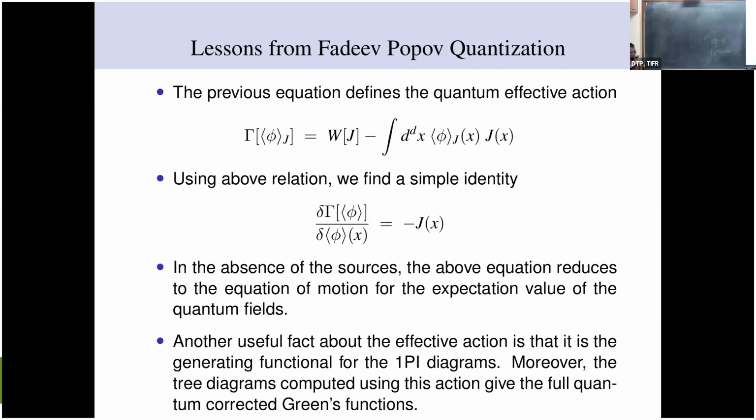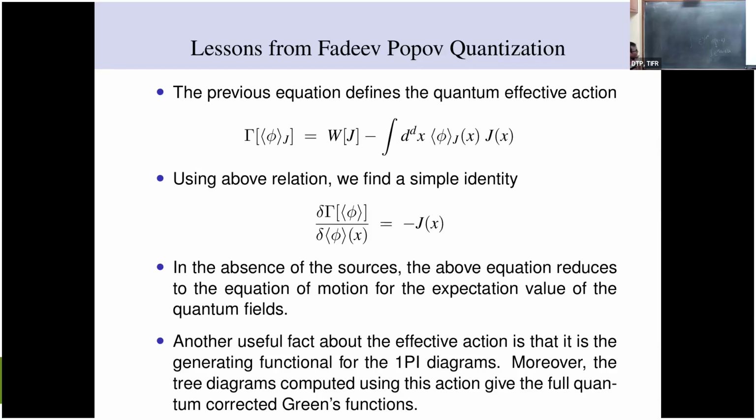If you take the derivative of gamma with respect to the expectation value of phi, then it is simply minus the source J. Gamma is the Legendre transform of W. Yes, it's a Legendre transform.